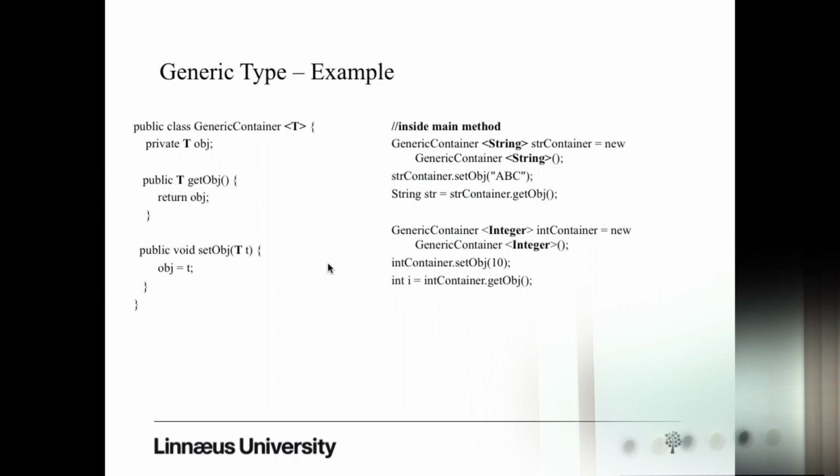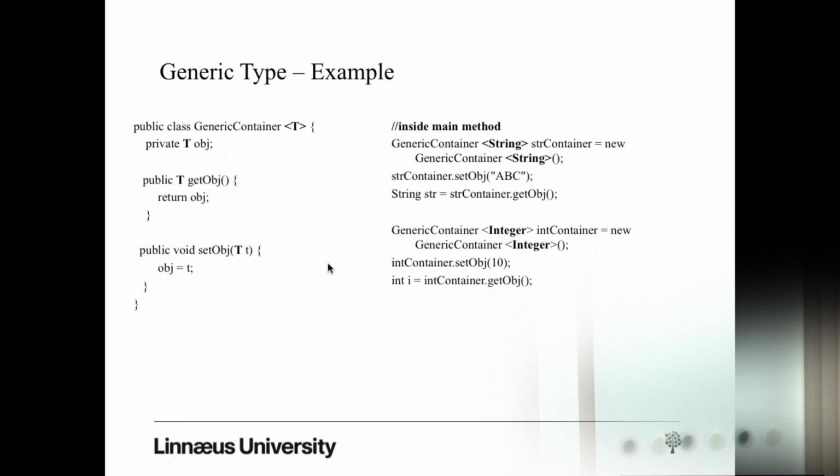Within the angular brackets, you have to specify the type parameter. This type parameter T is just an identifier. You can use any name over here. But by default, as a standard convention, we use the uppercase letter T for the type, and there are some other conventions that we will see later on.